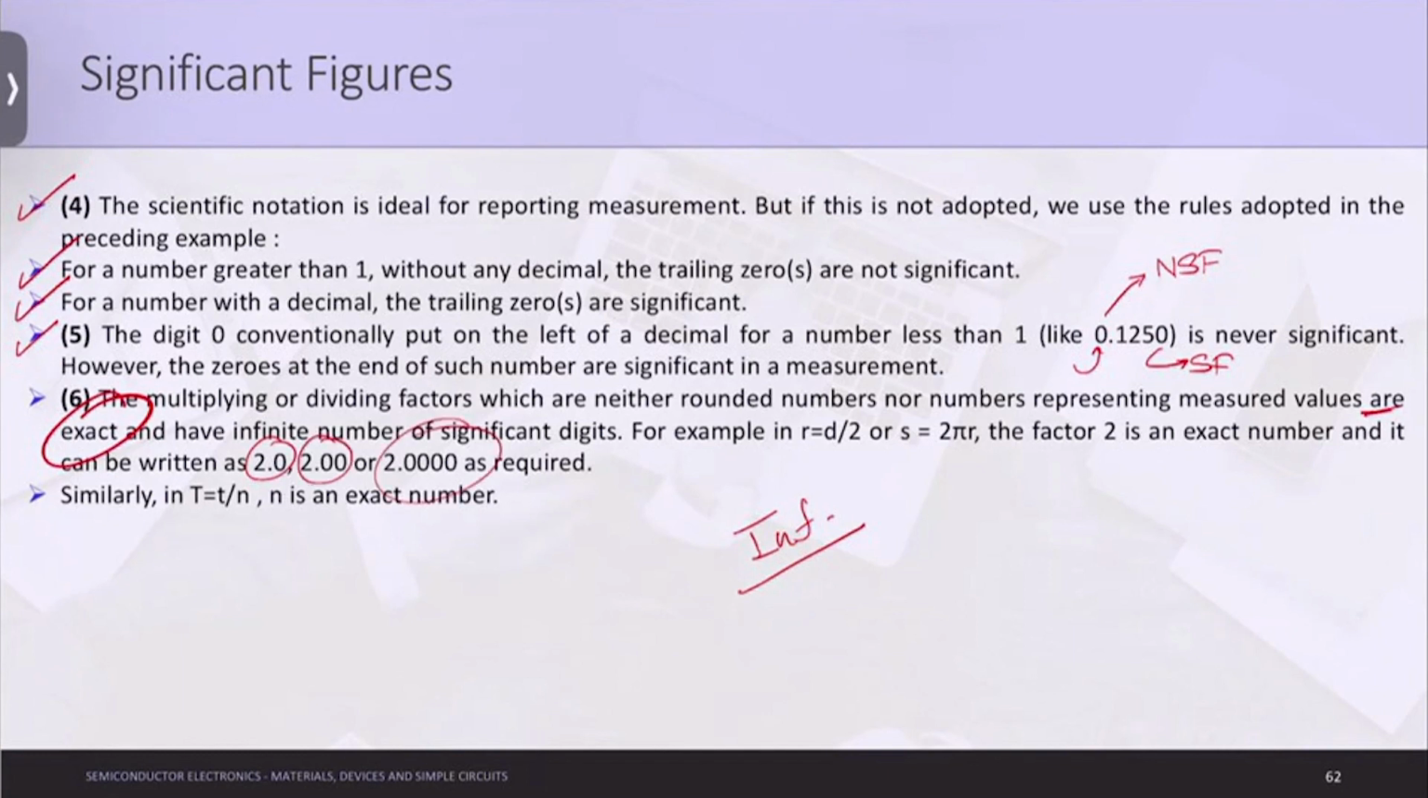So this thing written here will have two significant digits. This will have three significant digits. This will have 1, 2, 3, 4, 5 significant digits. But all in all, we know that as the number is exact, it will have infinite number of significant digits. Now the final line states that similarly in capital T is equal to small t by n, n is an exact number. So again, n will have infinite number of significant digits.